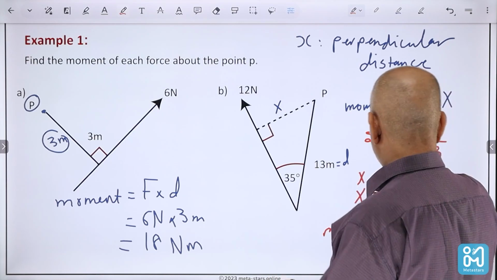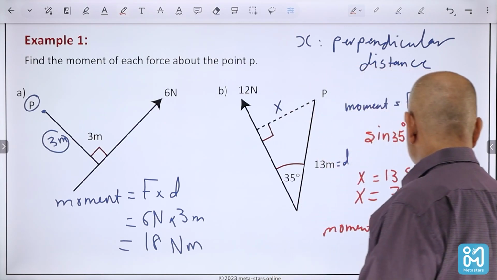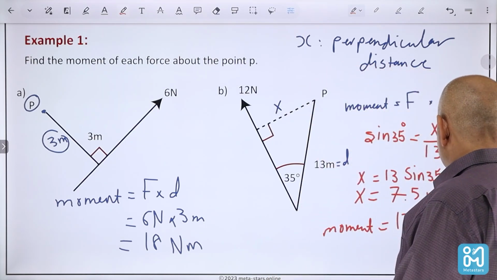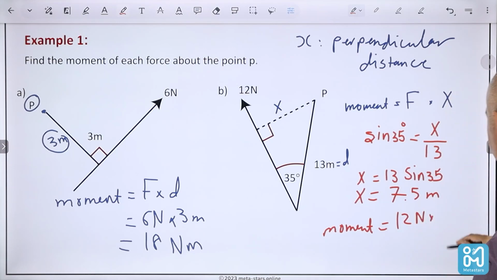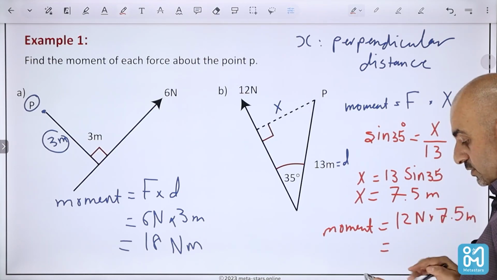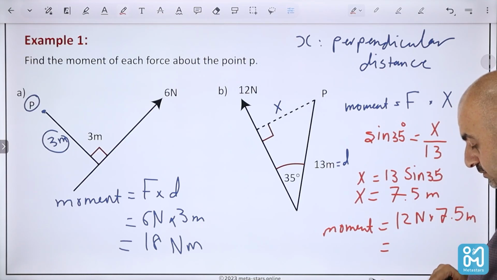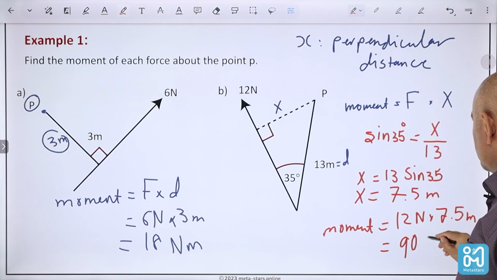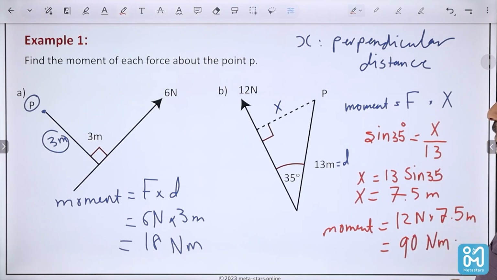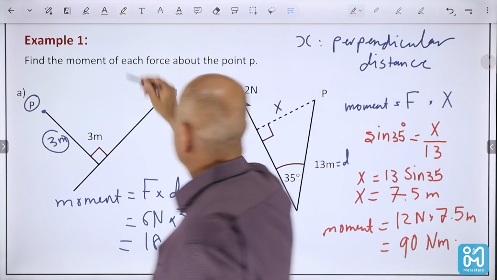Now I can calculate the moment. Moment equals force, which is 12 newtons, times the perpendicular distance, which is 7.5 meters. So the moment equals 90 Newton meters. Perfect. Probably we need a little bit more practice on this, so let's do some more practice then.